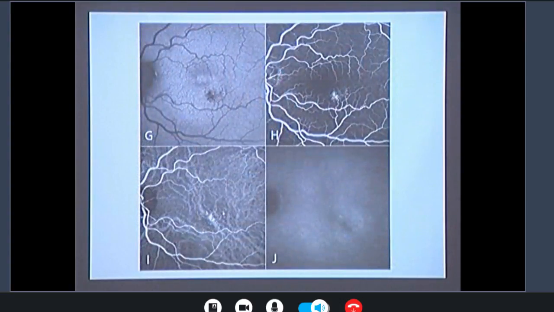To demonstrate this neovascular membrane, you can show the infrared image, the angiography, and the ICG. Then it shows you this hyperpermeability of the choroidal vessels.